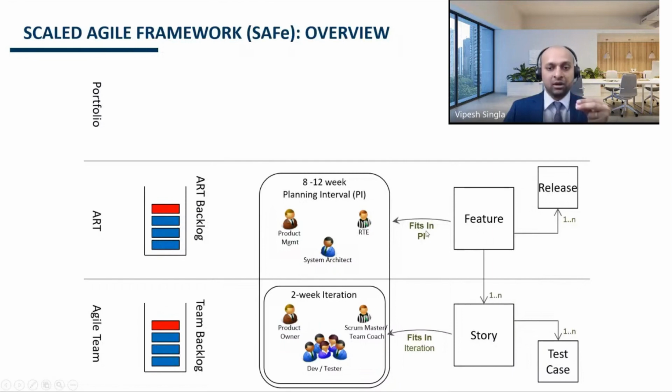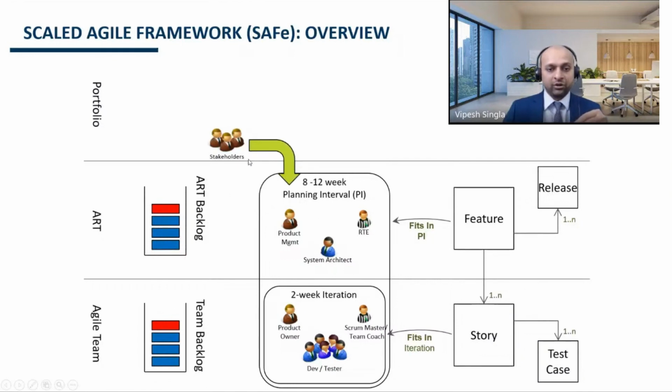If you have estimated that a particular feature will require more than 10 weeks to deliver, then in that case you will split this feature into multiple smaller features, and each of the smaller features should fit in a single planning interval. If it is again bigger than a planning interval, then you again break it into smaller pieces, more smaller features.